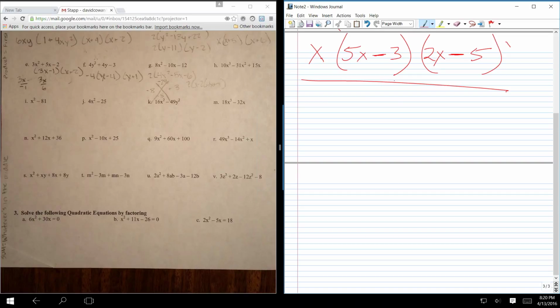So let's take x squared minus 81. There's a name for that. What is that called?